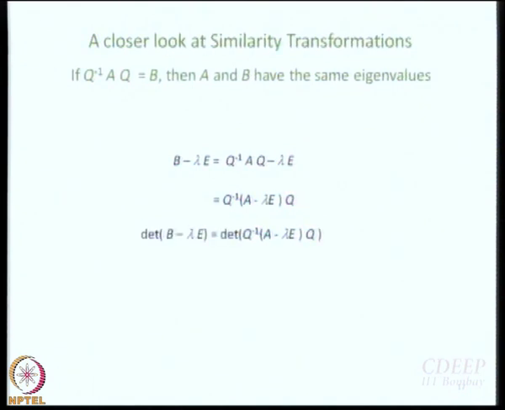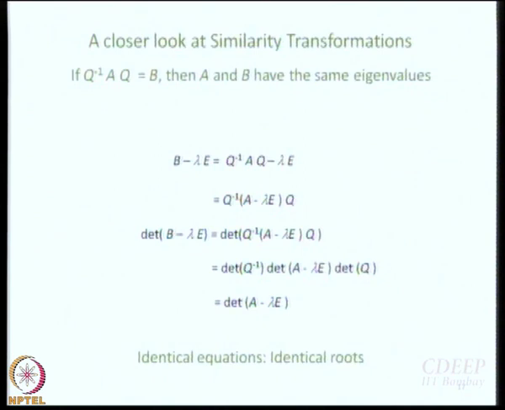So then you get det B minus lambda E equal to det Q inverse A minus lambda E Q, which gives you det Q inverse det A minus lambda E det Q. Then again you can write Q inverse and Q together, and finally you are going to get determinant of A minus lambda E, right. So since they are identical equations, you get identical roots. If you get identical roots, then you have the same set of eigenvalues.